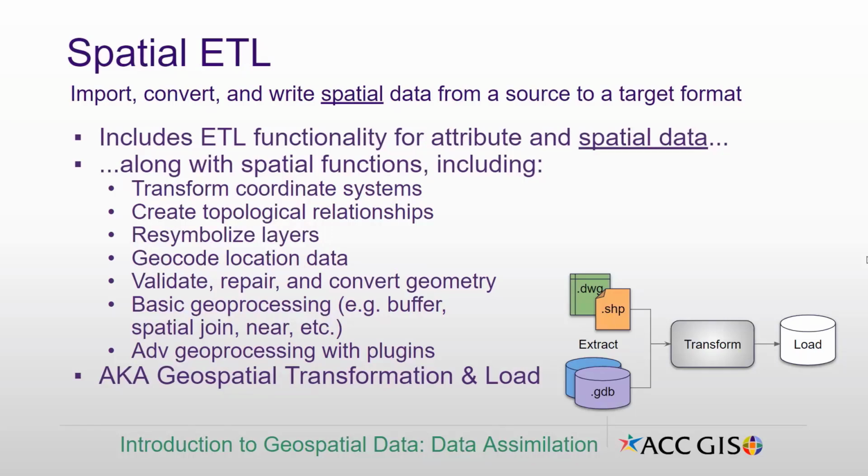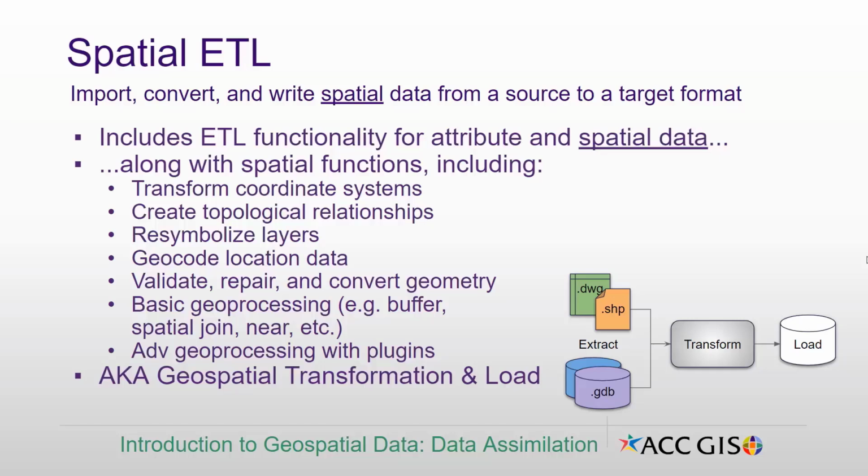As GIS professionals, we're often not just tasked with extract, transforming, and loading attribute data, but spatial data as well. And this is known as spatial ETL, where we're importing, converting, and writing spatial data from a source to a target format. And so it includes all of the ETL functionality for attribute data plus spatial data. Some of the spatial transformation functions include transforming from one coordinate system to another, creating topological relationships to better understand connectivity between features, resymbolizing layers, geocoding location data.